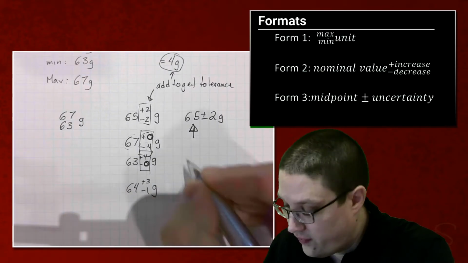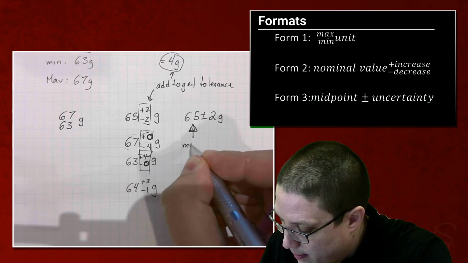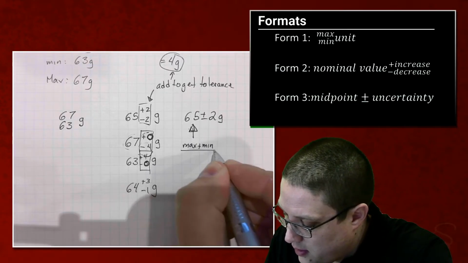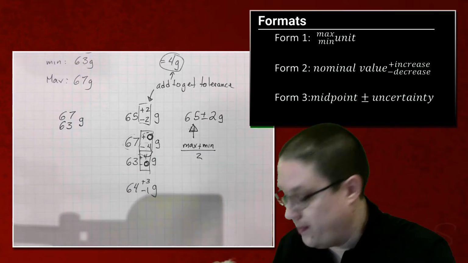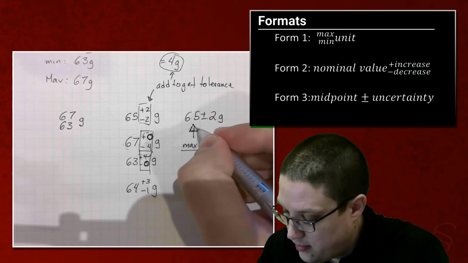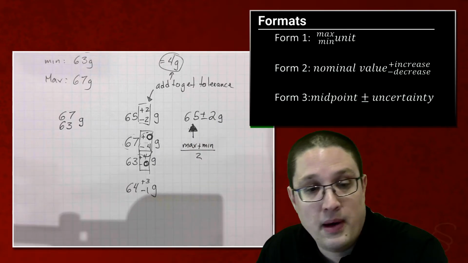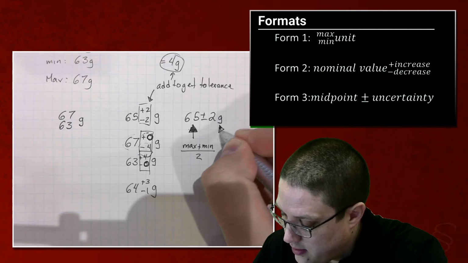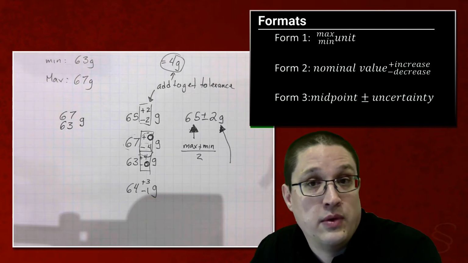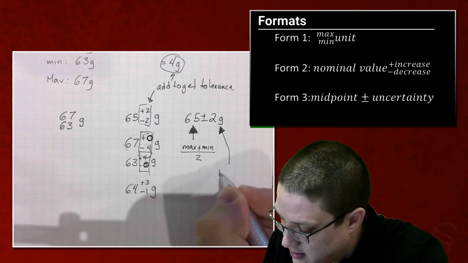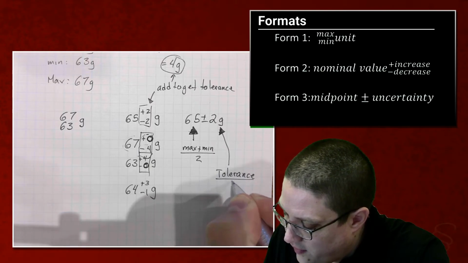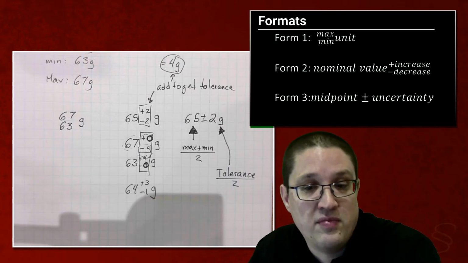Now, another way to find that is I can go max plus minimum divided by 2. I'm finding the midpoint between my maximum and my minimum. This here, my uncertainty, just like the uncertainty when we're talking about precision, is half of the precision. In this case, this is my tolerance divided by 2. So it's half of my tolerance.